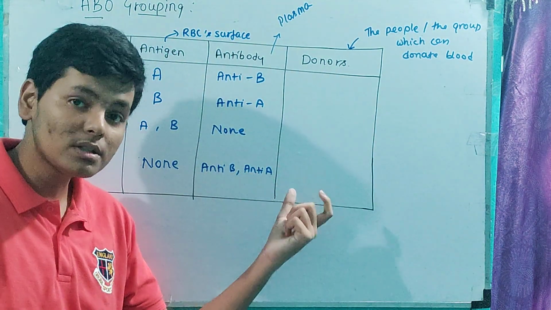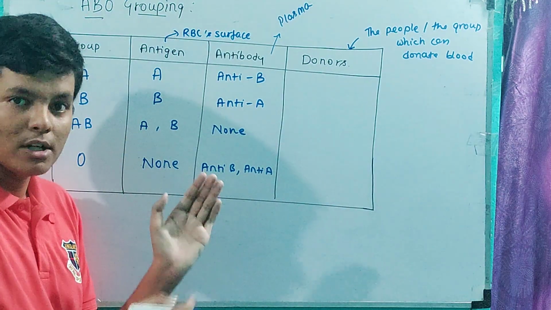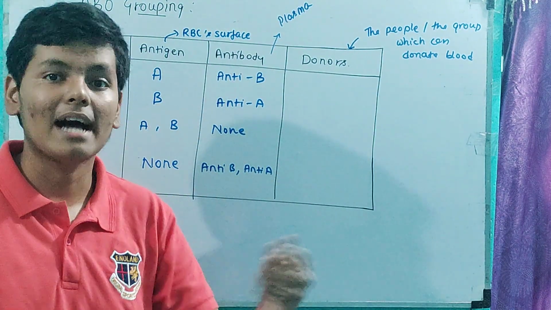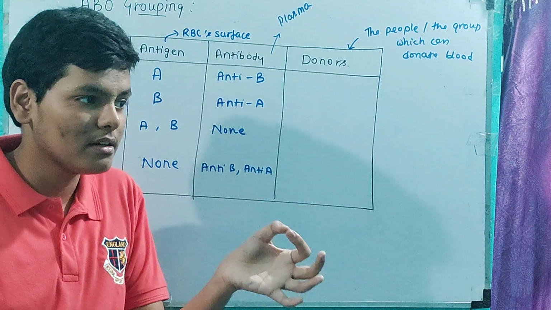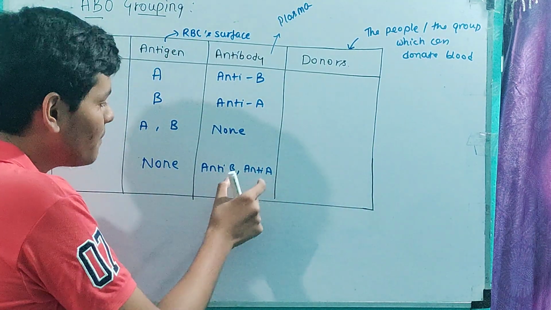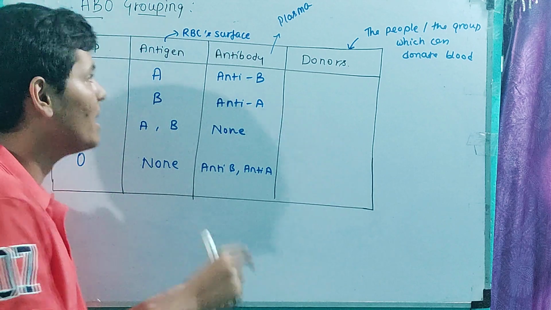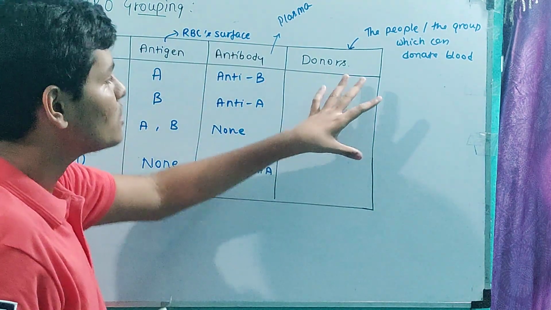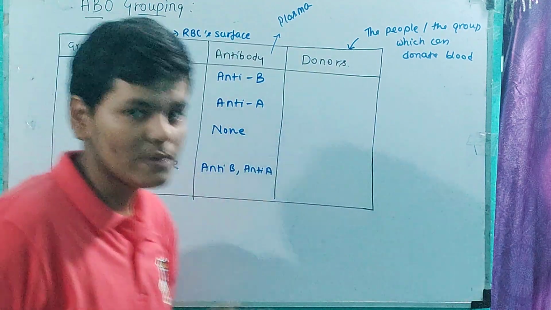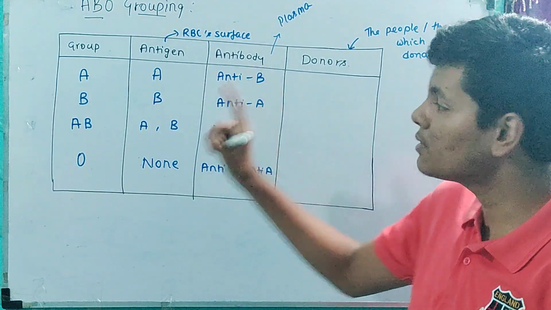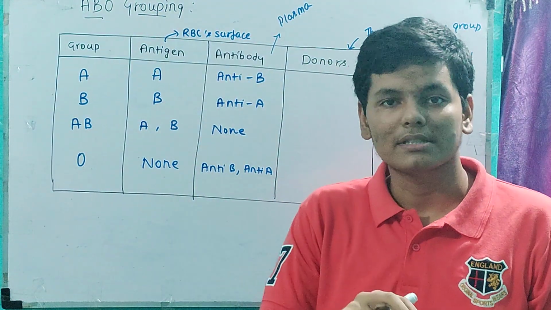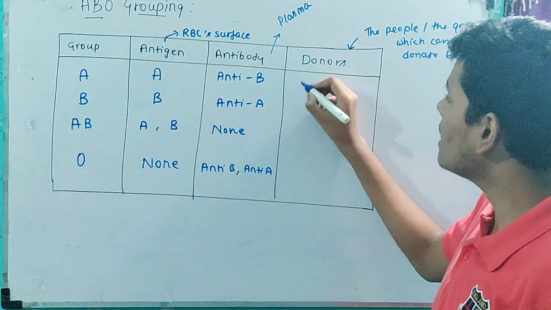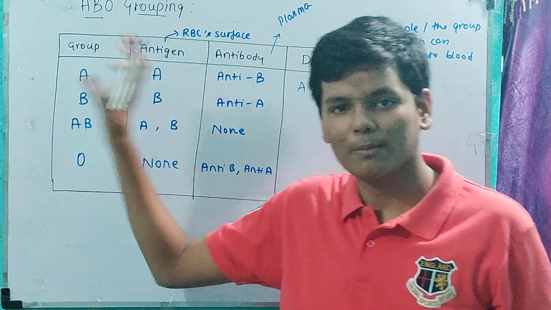Now, why does it have both? Because it does not have any antigen. So if another person's blood comes inside, the body can respond to it as a foreign particle. So the body has the capacity to destroy the blood of any individual that is coming to the person. Now the question is, who can donate blood to individuals having blood group A? We know that persons of the same blood group can give blood to each other. So for example, a person of blood group A can donate blood to a person of A.